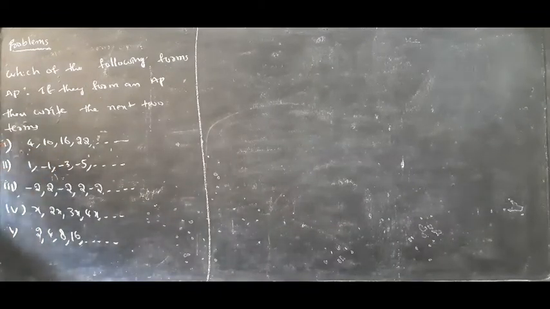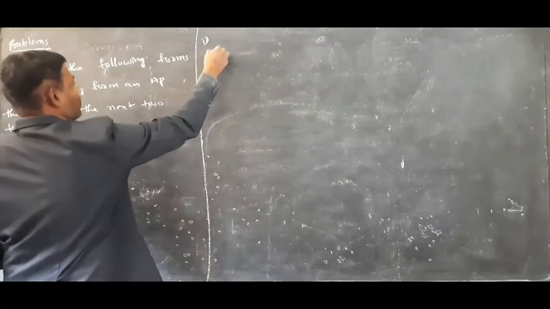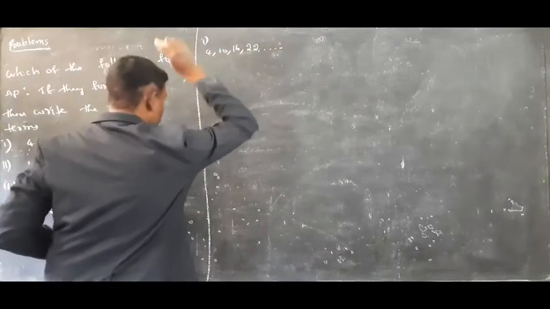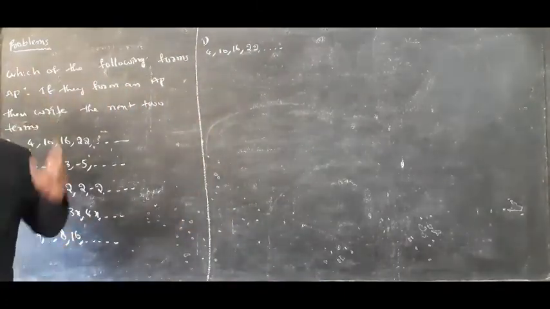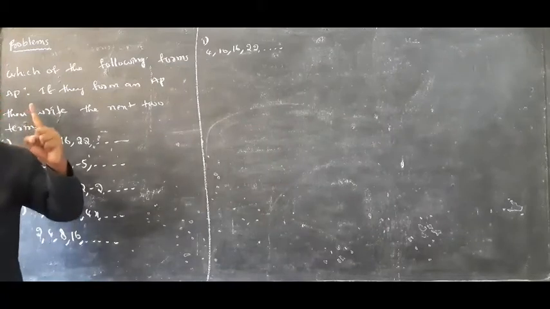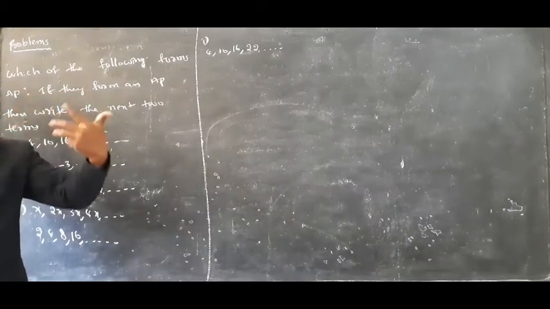Here 5 questions are there. Now take one by one. What is the first question here? 4, 10, 16, 22, and so on. In an AP, the common difference is equal. If the common difference is equal, then that forms an AP. Otherwise, that does not form an AP.